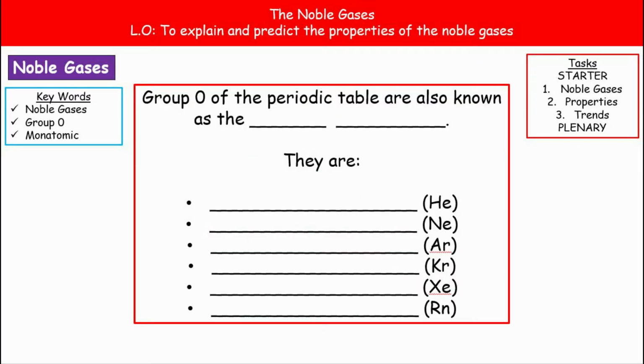What I'd like you to do then is see if you can finish off these points, writing them in your books. So you can see we've got a few blank spaces there, and remember you are allowed to use a periodic table. So write down the first sentence, filling in the blanks, and then hopefully the list of the elements, filling in their names.